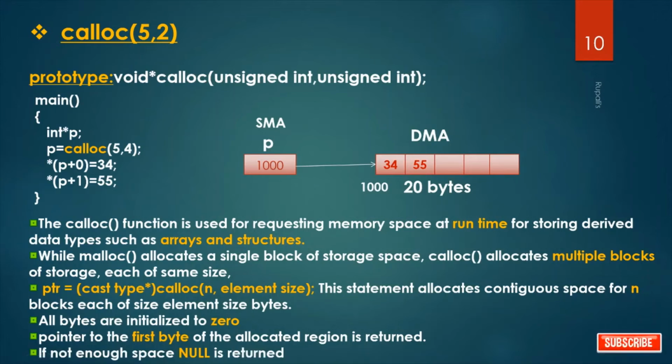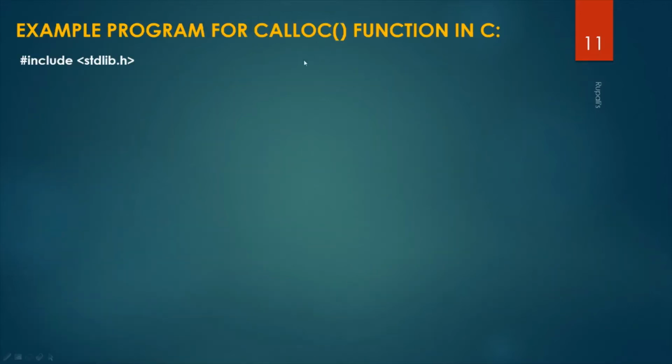If not enough memory is available, it returns null, same as malloc. Example program for the calloc function. For using calloc, you have to include stdlib.h. Now we declare one pointer variable, a character pointer, mem allocation. Mem allocation can hold the address of a character.